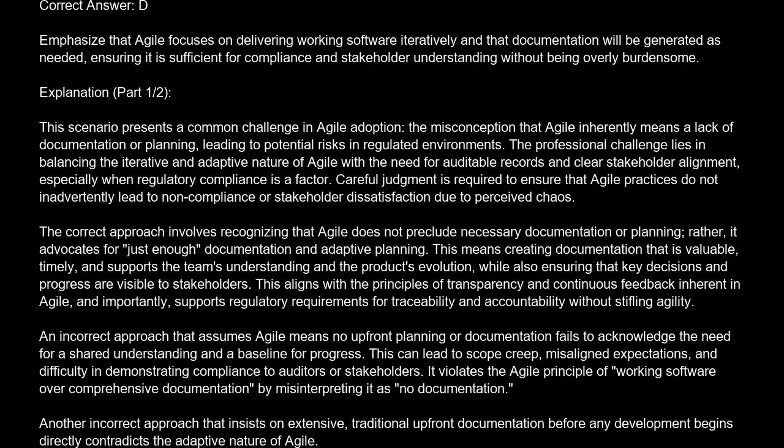An incorrect approach that assumes Agile means no upfront planning or documentation fails to acknowledge the need for a shared understanding and a baseline for progress. This can lead to scope creep, misaligned expectations, and difficulty in demonstrating compliance to auditors or stakeholders. It violates the Agile principle of working software over comprehensive documentation by misinterpreting it as no documentation.